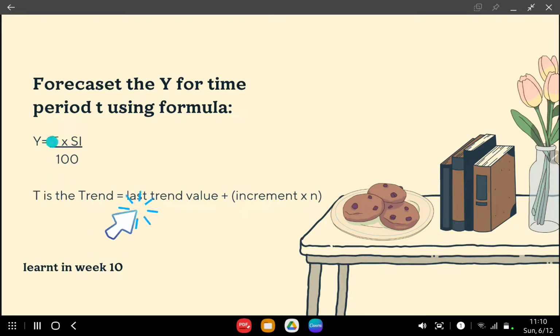Okay, so how to find T? T is the formula which we learned in the previous video. The last trend value plus the increment times n. So we have learned this formula in video week 10.